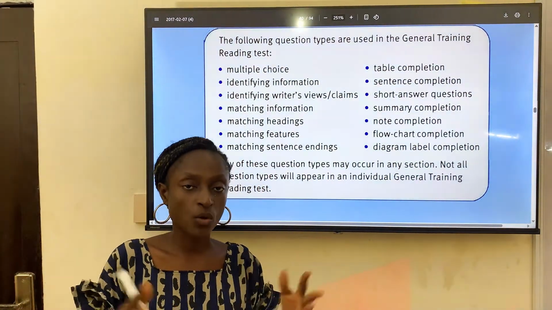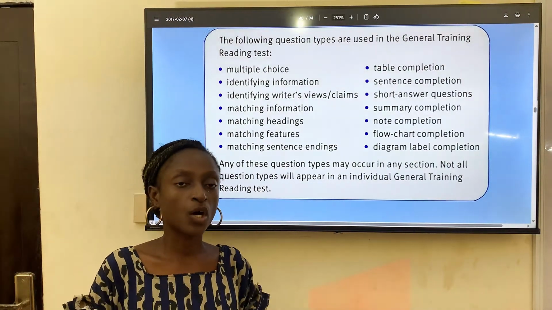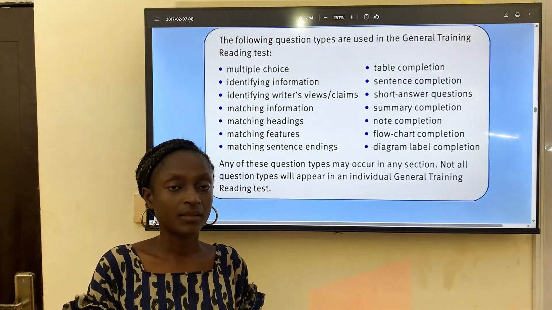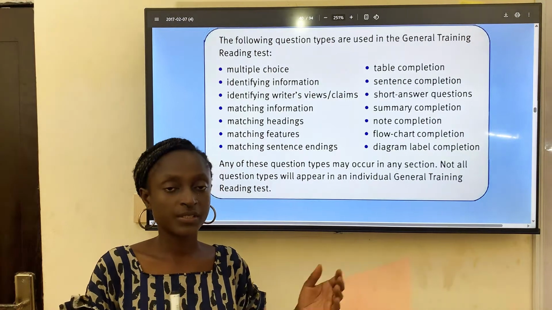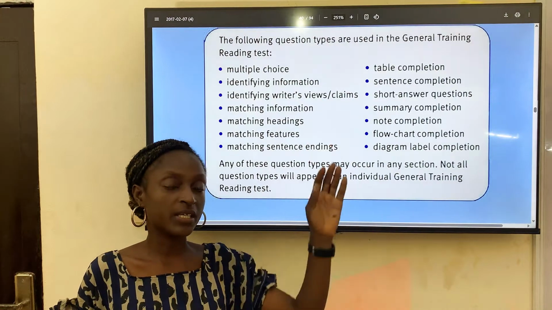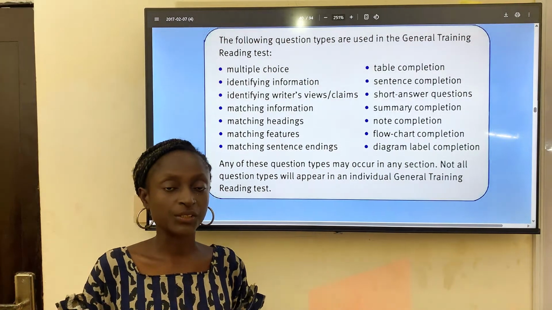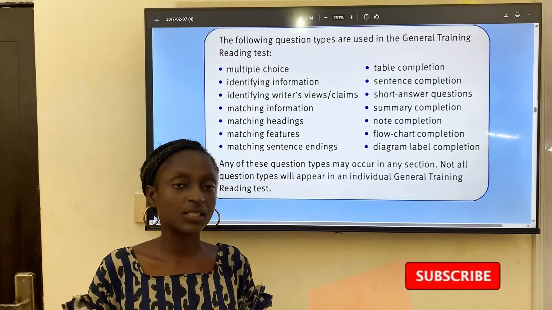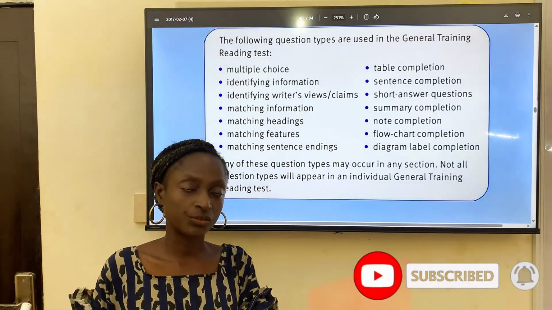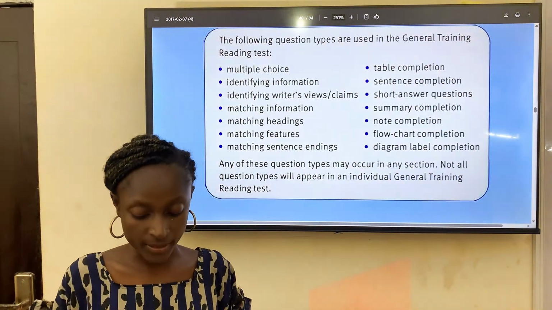Now the next one is matching headings. The matching headings question type is actually a summary question type because you are being asked to select a heading that would fit each section of the passage. Under this question type, you are given a list of titles or headings, and you are given sections of the passage. So your job as the candidate is to match a heading with a particular section of the passage. So that's what we do under matching headings.